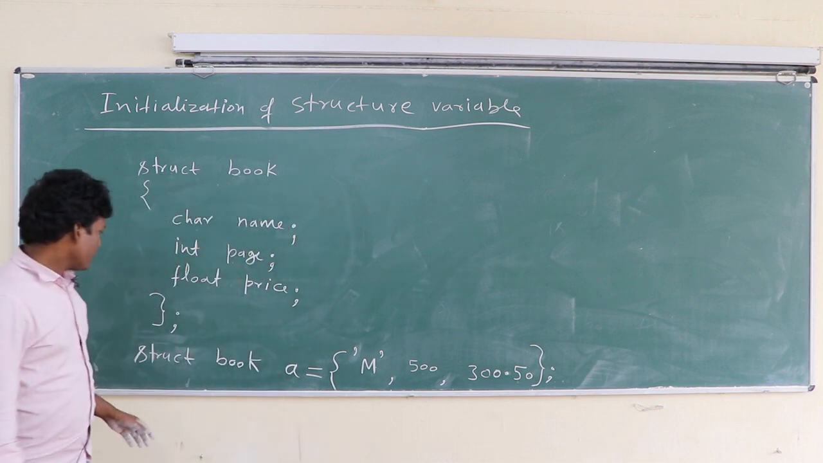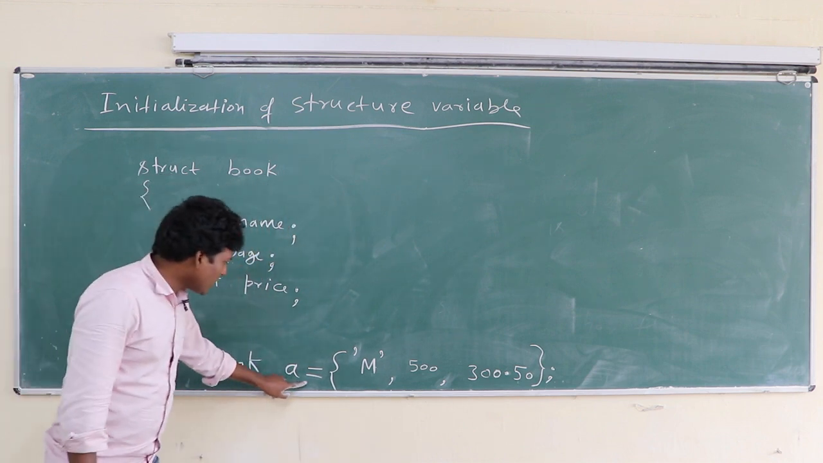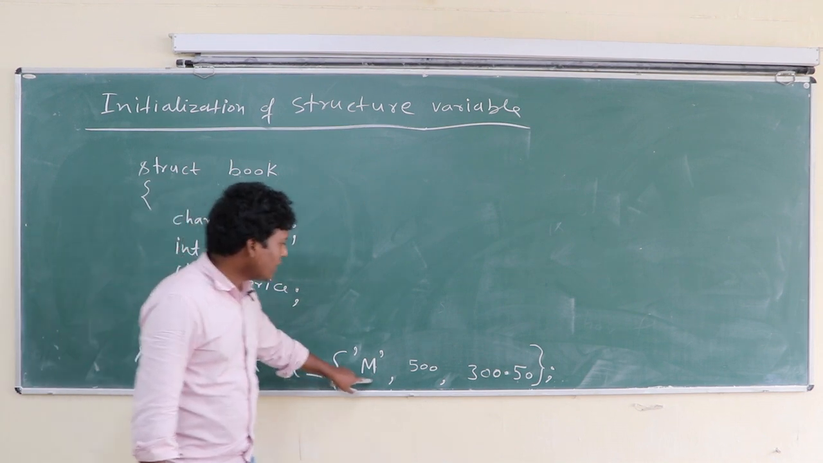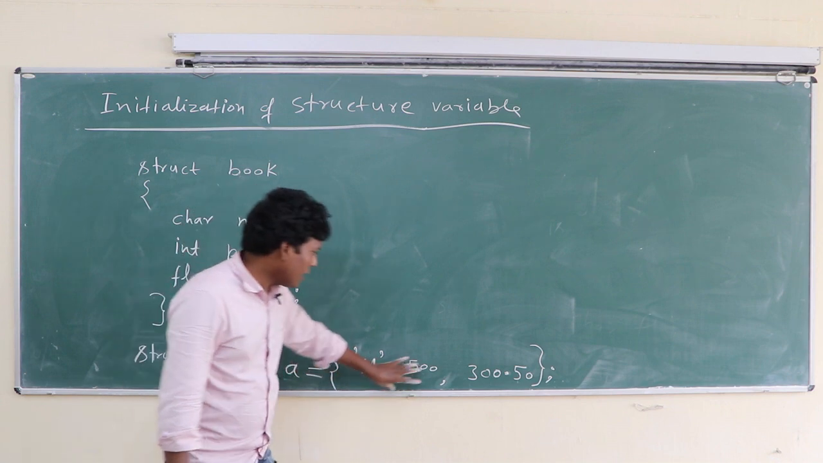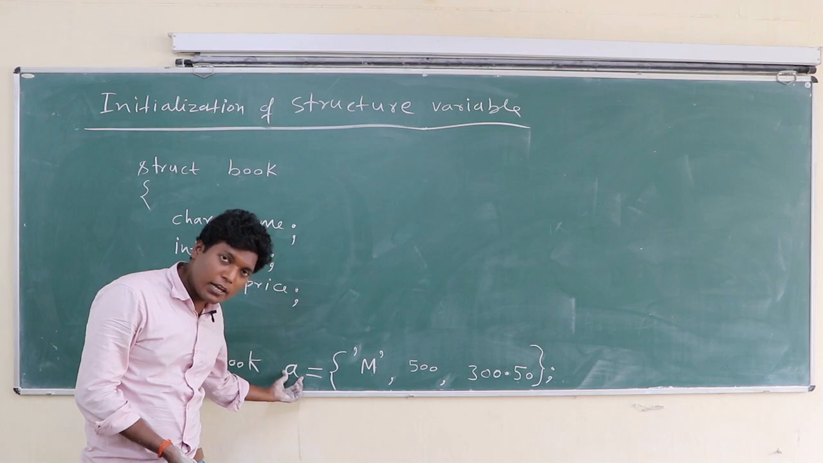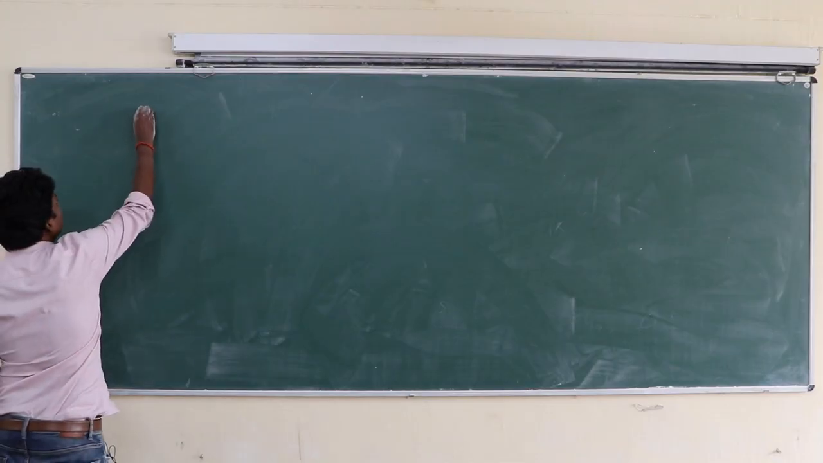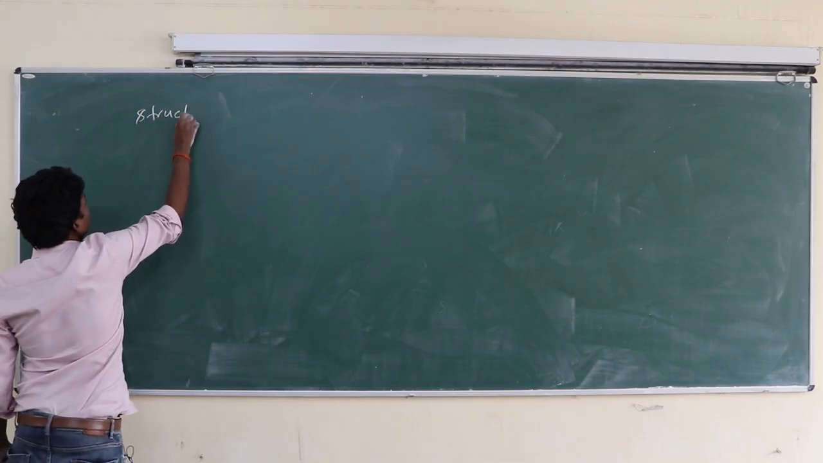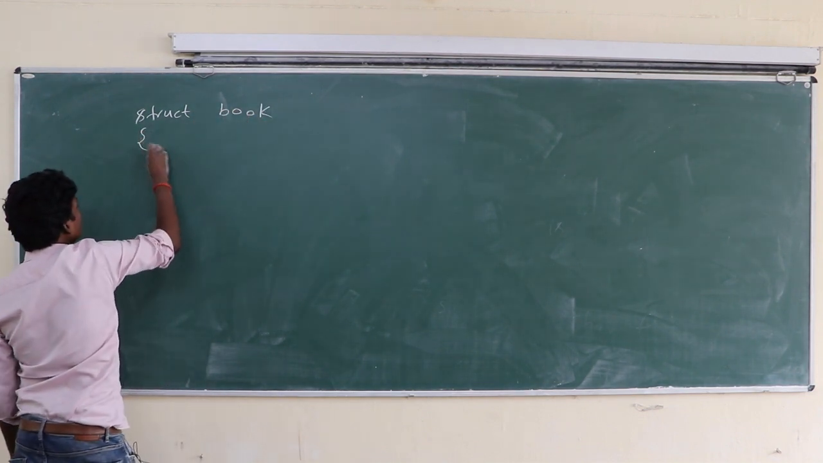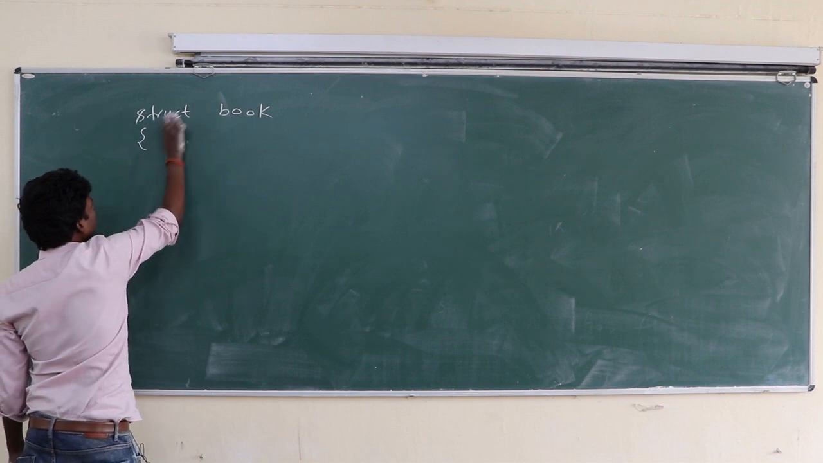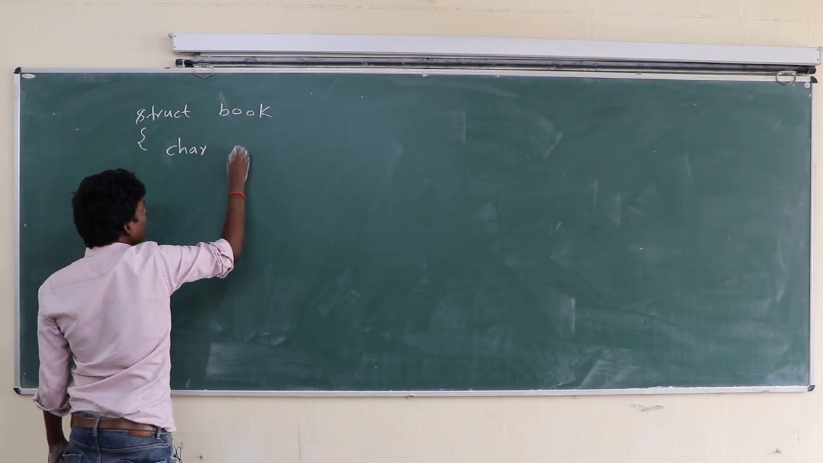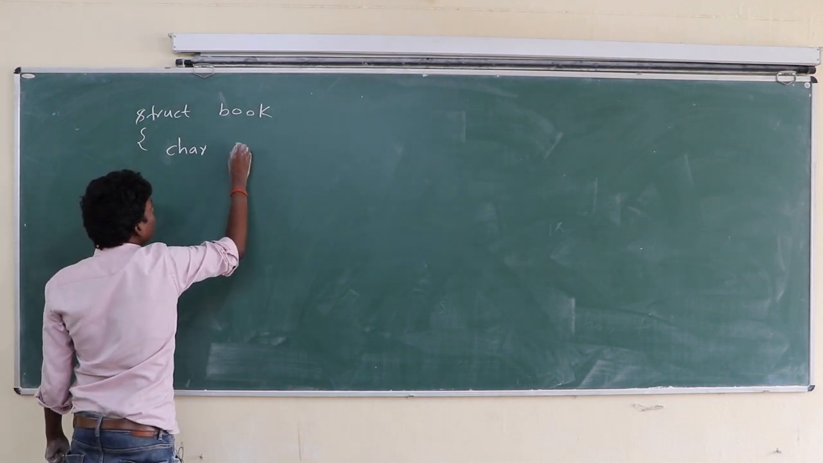So class, this is the data type, this is the structure variable, this is the structure data type, this is the structure variable and this is the structure constant. Here this variable is initialized and a is a structure variable. Suppose class, this is the struct book. Here char book name.